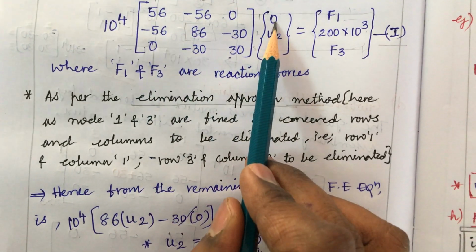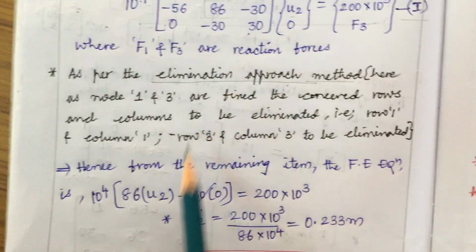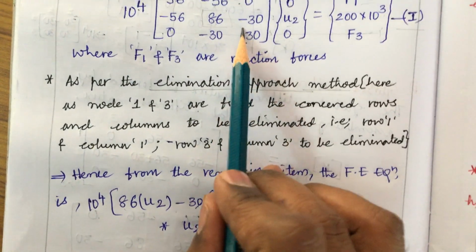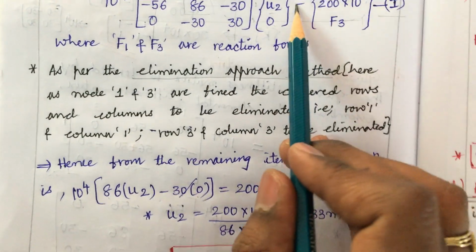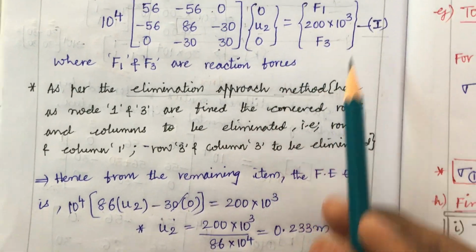Minus 56 into 0 is 0, 86 into U2 is 86 U2, minus 30 into 0 is 30. That equals what? 200 into 10 power 3.